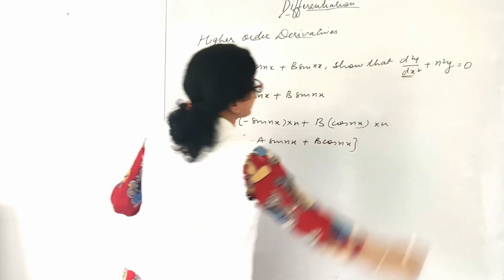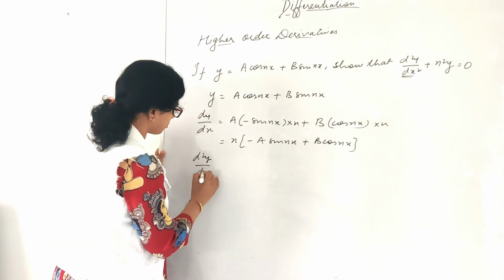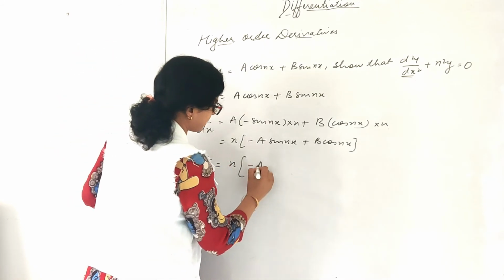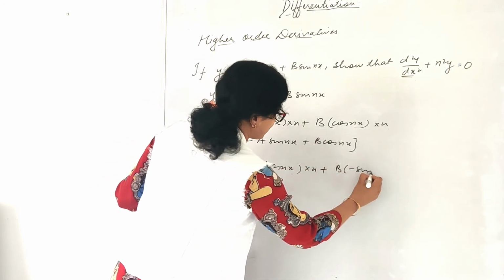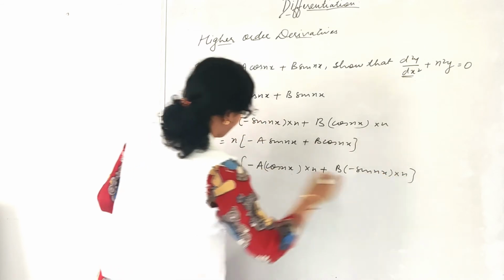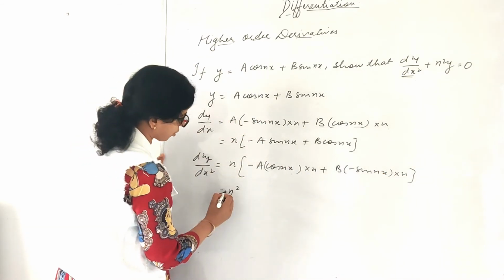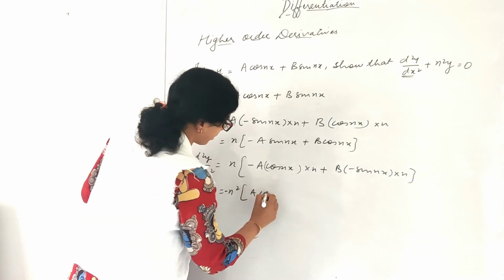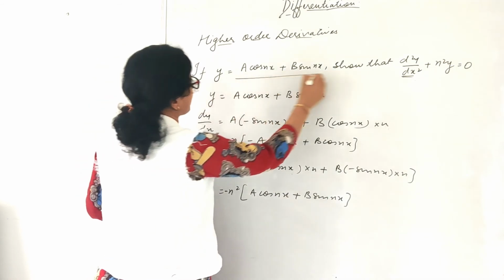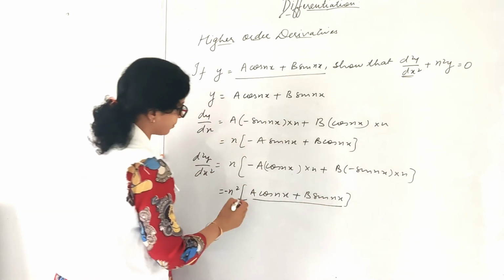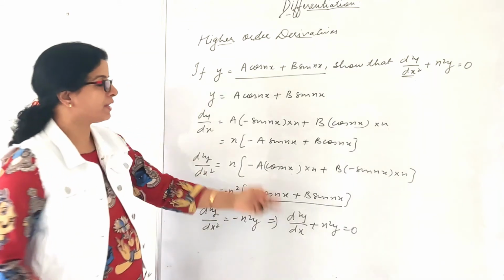What we need? We need the second order derivative. So we'll differentiate this part again. So d2y by dx2 equals n into minus a cos nx into n plus b into minus sin nx into n, right? Again I can take out n common, so n square, and I can take out the minus sign also common, so minus n square into a cos nx plus b sin nx. Now check this part and this part, right? They are the same, so I can replace this part by y, right? And I got my desired result.